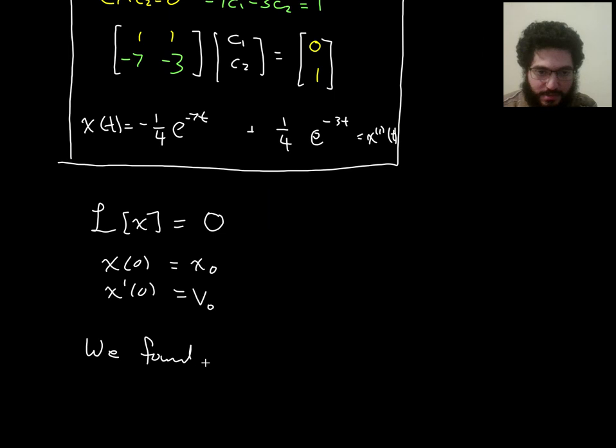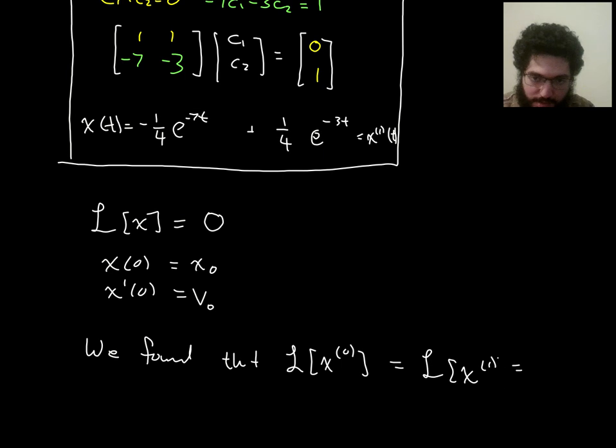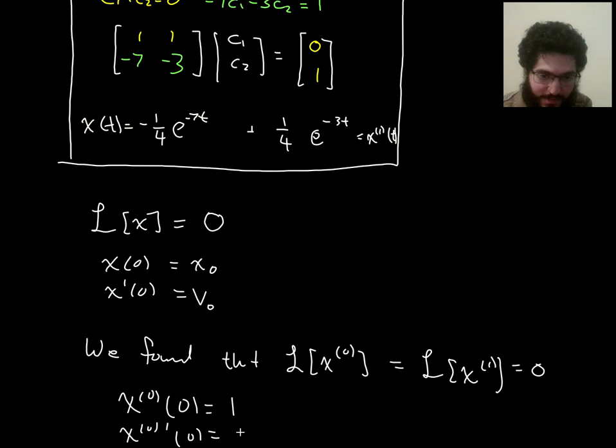So we have found that x superscript 0 and x superscript 1 are both solutions to the differential equation, right? So when you apply L to them, you get 0. So that means any linear combination of them is also a solution, right? And we also have that this one at 0 is 1, and its derivative at 0 is 0. And this one, if you look at its value at 0 versus its derivative's value at 0, you get 0 and 1.